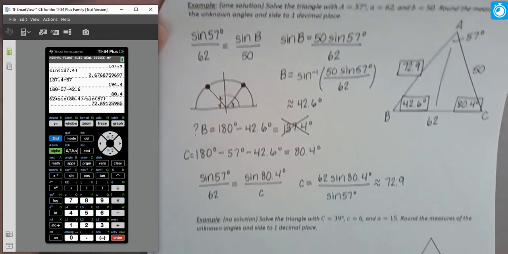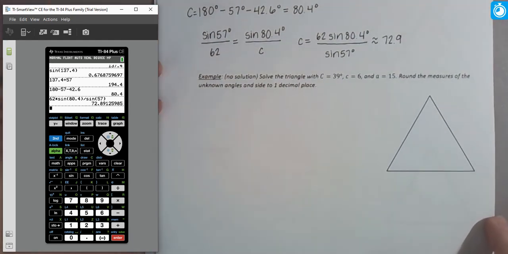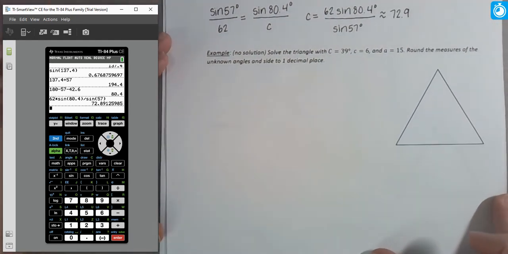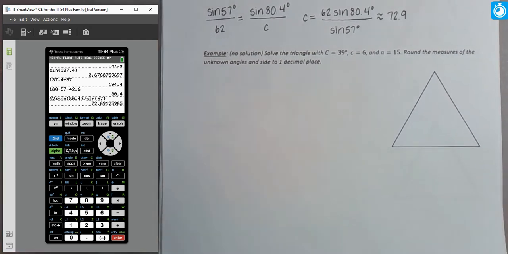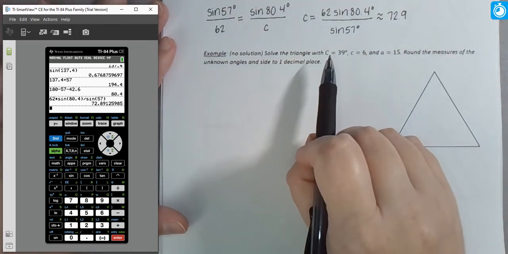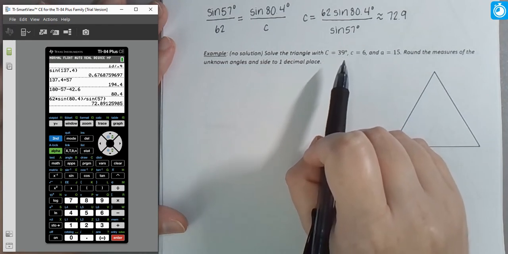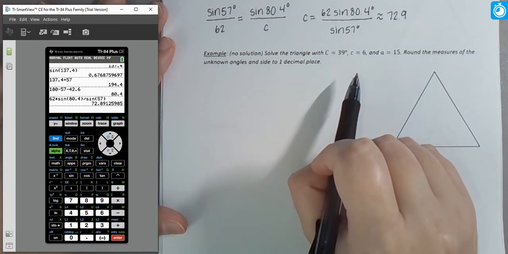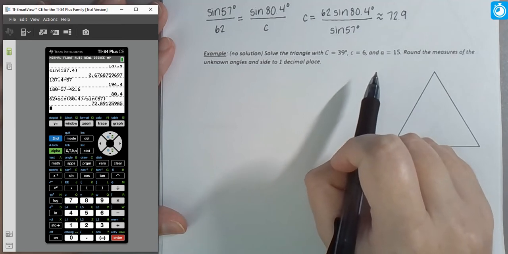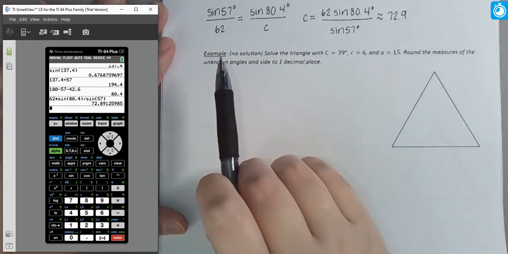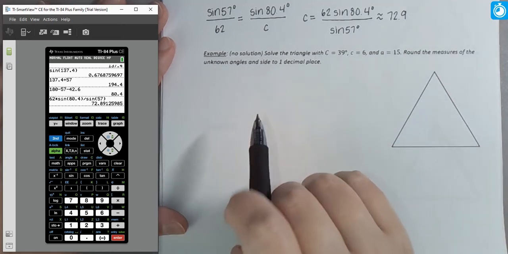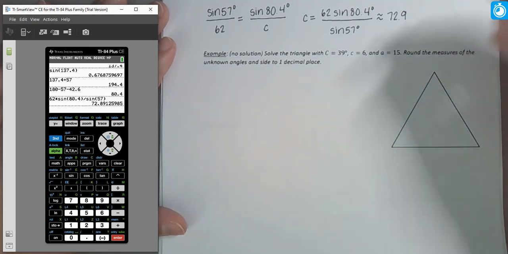Okay, so let's look at the next possibility. The next possibility is we have the same setup within the triangle, but the values that we have given don't actually represent a possible triangle. So let's see what that would look like. So we're given that angle C has a measure of 39 degrees, side C is 6 units in length, and side A is 15 units. And again, we want to round our unknown angle measures and our side lengths to one decimal place.